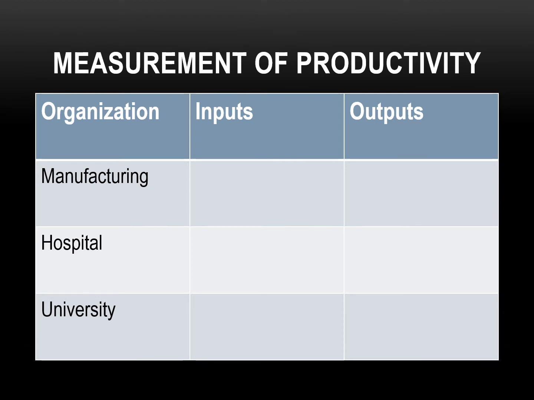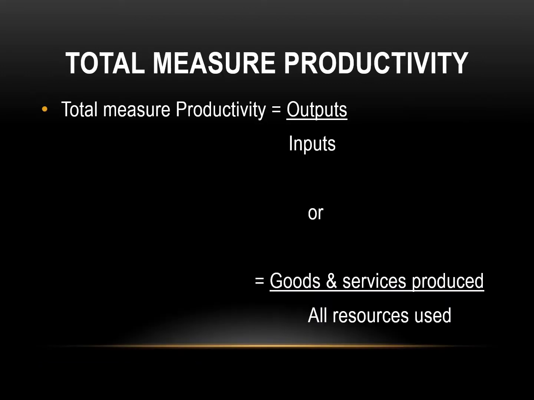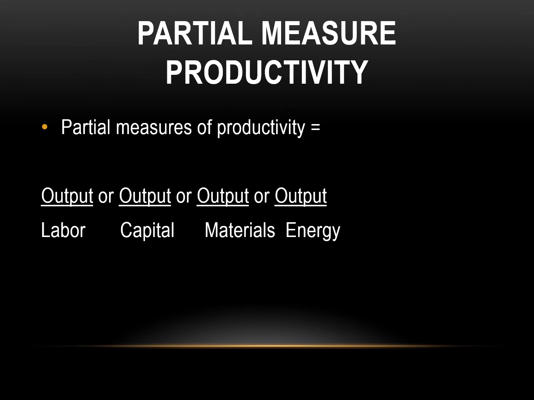It depends upon the organization's inputs and outputs, and the organization may be on the manufacturing side, a hospital or a university. Total measure of productivity equals outputs divided by inputs, or goods and services produced divided by all resources used. Partial measure of productivity equals output divided by labor, or output divided by capital, or output divided by materials, or output divided by energy.